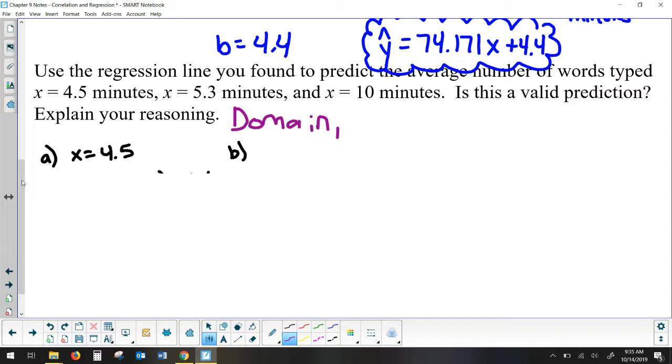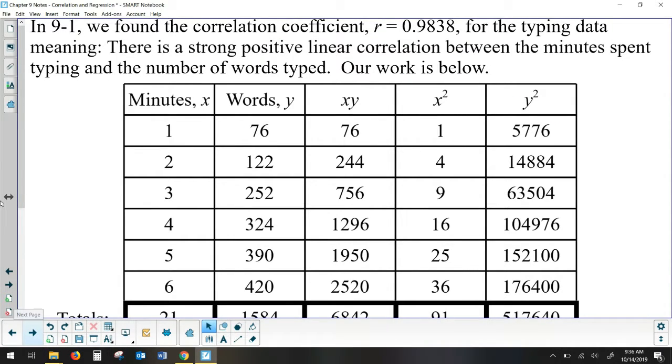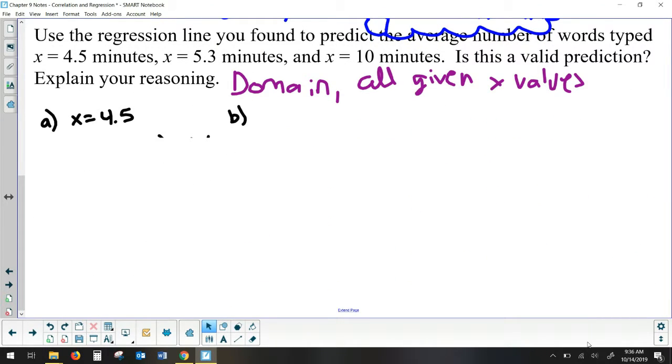Our domain was all of our given x values. So we go back, we look, all of our given x values fell between 1 and 6. That's fair. Sounds great. Our x values are between 1 and 6. So we have to decide. X equals 4.5. We take 4.5, plug it into that equation.